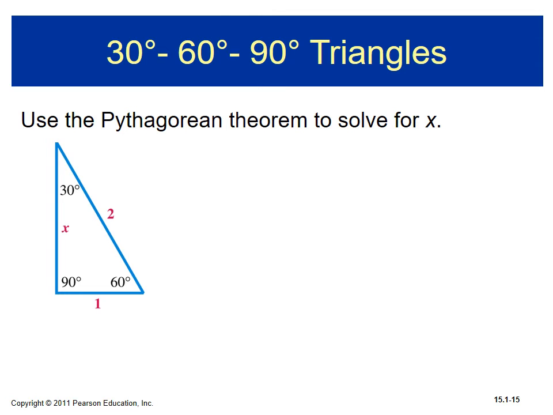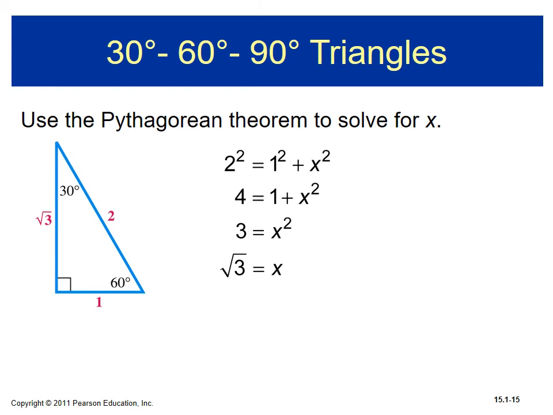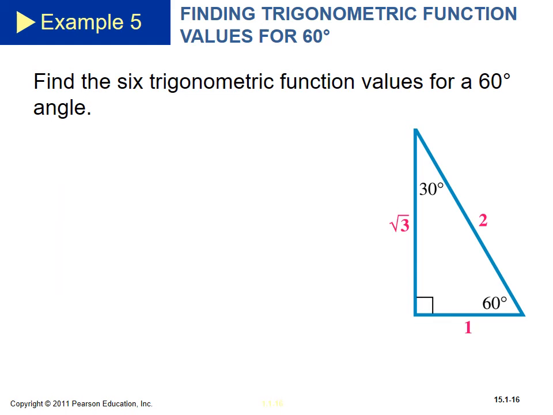So now we're going to use the Pythagorean theorem to solve for x. 2 squared equals 1 squared plus x squared. 4 equals 1 plus x squared. 3 is equal to x squared. Therefore, x is equal to the square root of 3. So, 6 trig function values for a 60-degree angle.